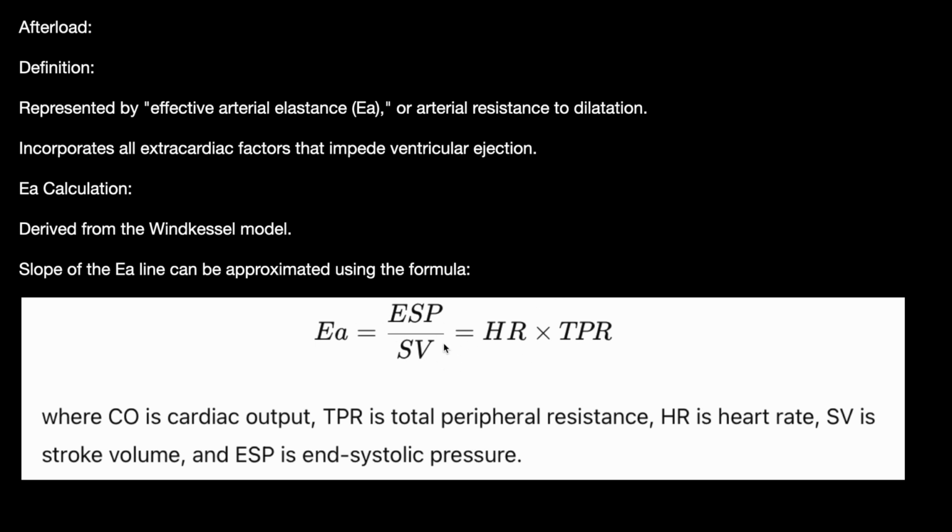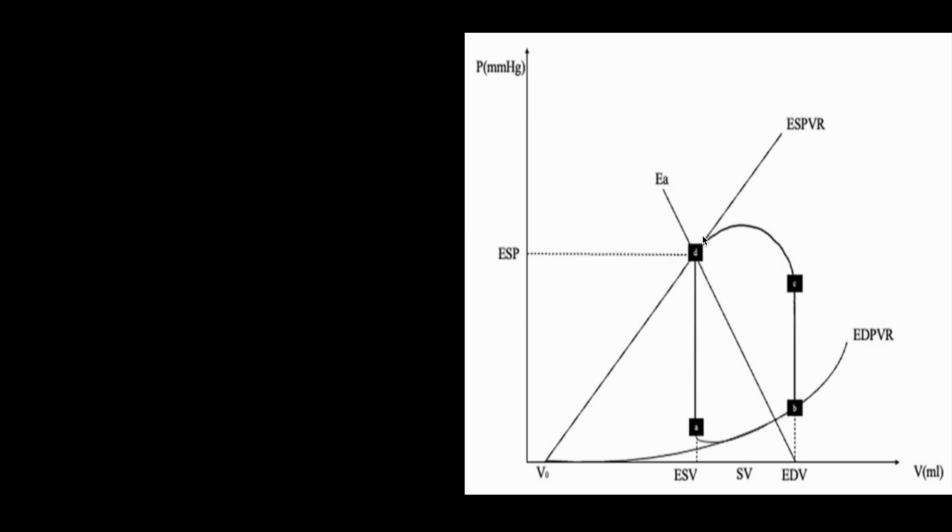Here you have the end systolic pressure divided by the stroke volume, which is equal to the heart rate times the total peripheral resistance. If the total peripheral resistance is more, my afterload will be more. So as you can visualize in that graph, my Ea will be increased. So my Ea will be increased if my peripheral resistance is more.